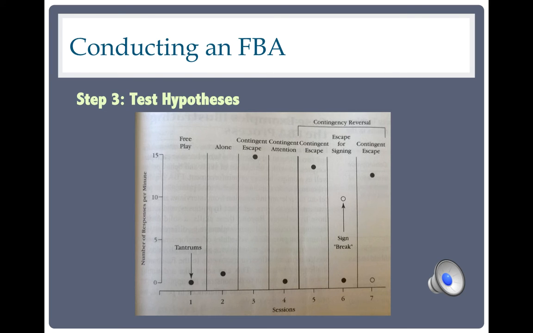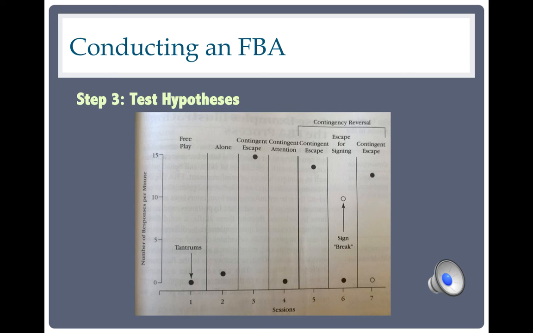Figure 24.3 on page 513 shows hypothetical data from a brief functional analysis. The number of problem behavior occurrences is recorded in each of the 4 test conditions. The behavior occurs most frequently in the contingent escape condition, so a contingency reversal of that condition is conducted.